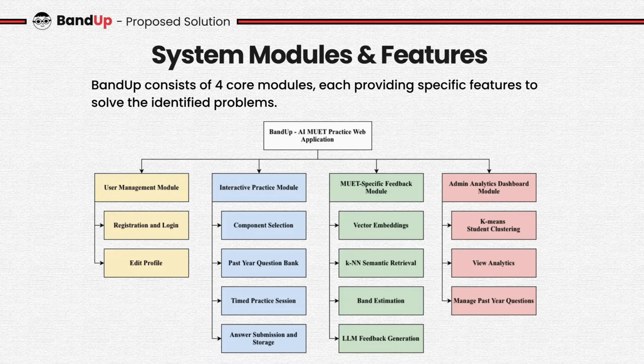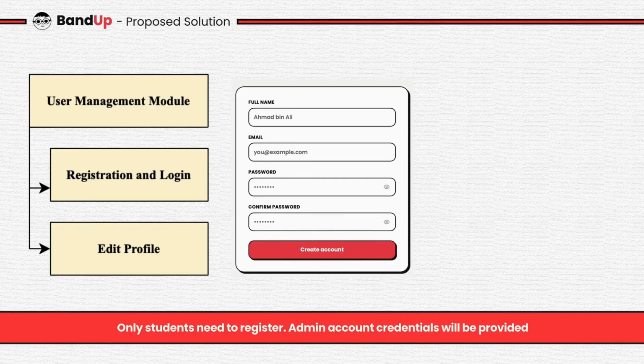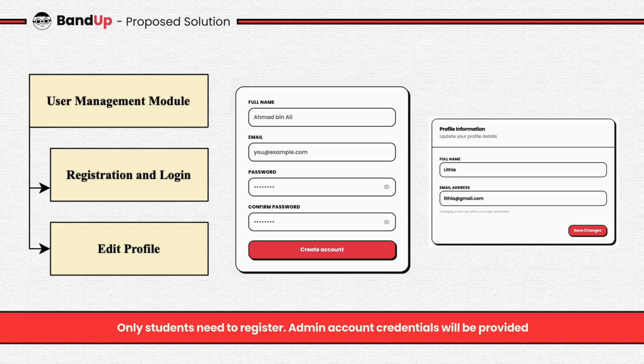BandUp has 4 core modules. Let's look at how each module works. First, the user management module. This includes registration and login. Only students need to register while admin account credentials will be provided. There is also an edit profile feature for both students and admins.